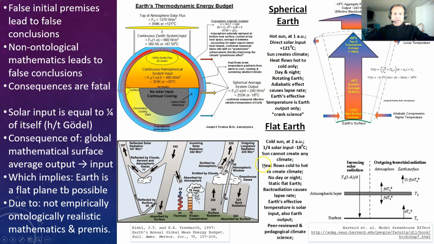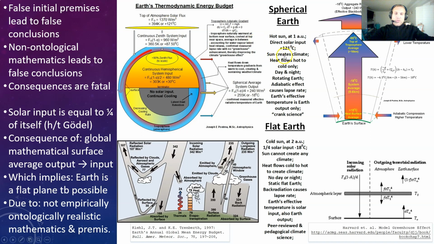So there's a whole bunch of differences that come up between using a spherical Earth, as I suggest, versus the flat Earth, which climate science is using to create this climate alarmism and CO2 vilification. On a spherical Earth, if you just work out the details, you have the hot sun at 1 astronomical unit away. That just means 150 million kilometers. You have direct solar input at 121 degrees Celsius. That is how strong the sun is at the distance of the Earth.